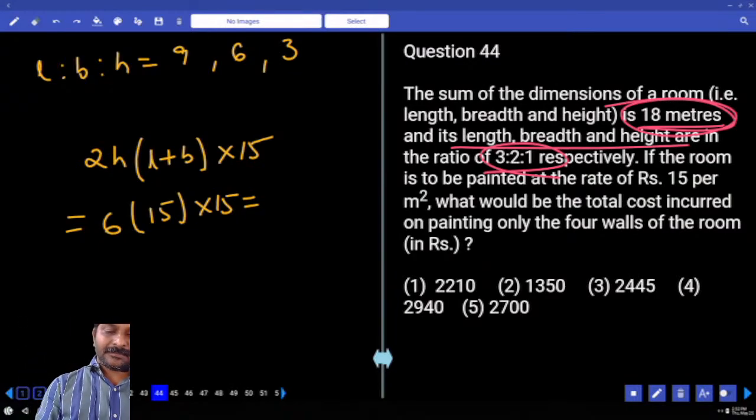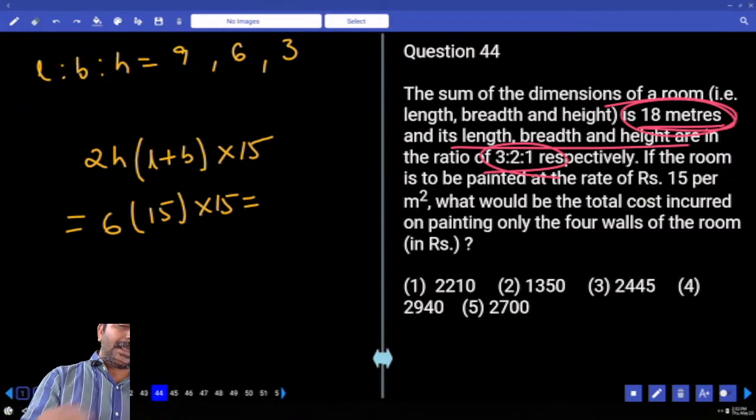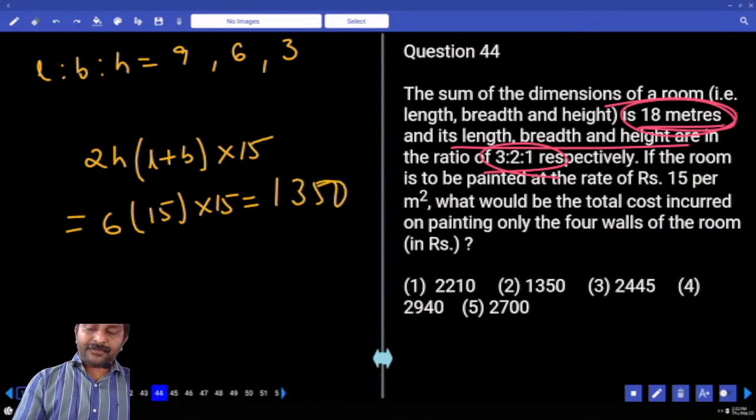Multiple options are there. What is 15 square? 225 into 6. 200 6 times 1200. 25 6 times 150. Both together 1350.